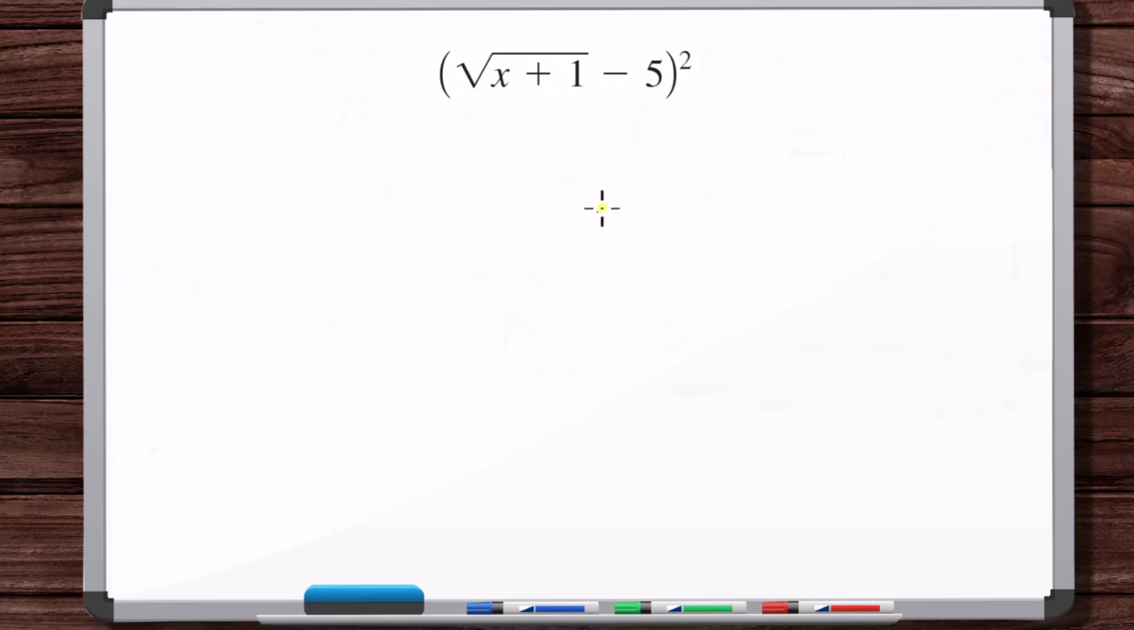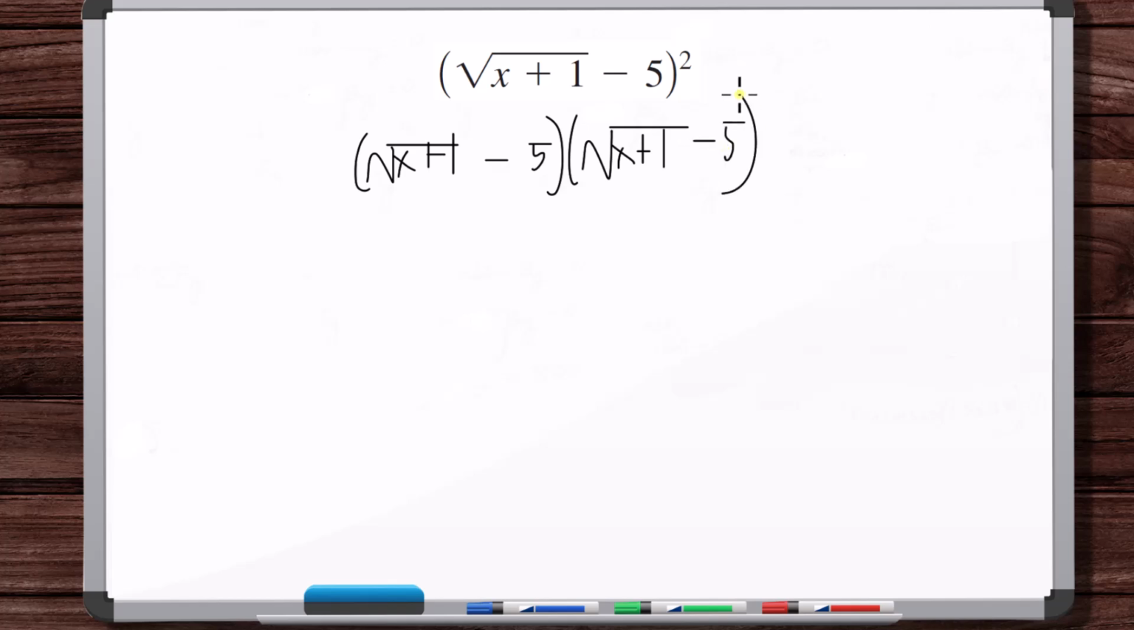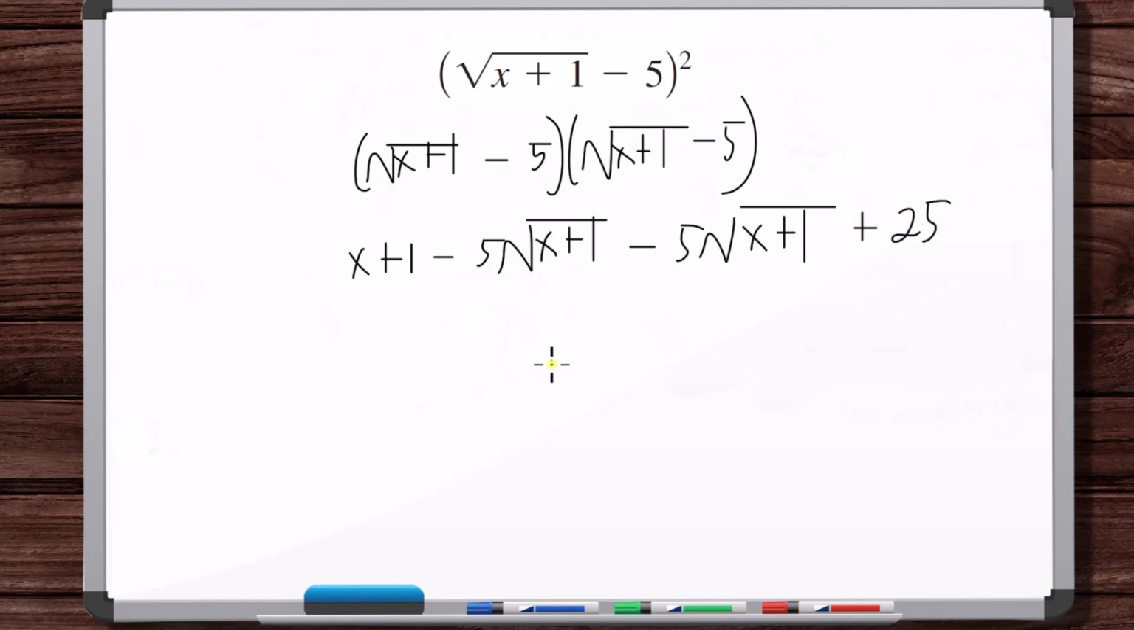Okay, so let's not use the perfect square trinomial formula. Let's just do it ourselves. So square root of x plus 1 times square root of x plus 1 is x plus 1. And then we're going to have minus 5, and then minus this again, and then plus 25. Okay, so we've got x, and then we have minus 10, and then 1 plus 25 is 26.